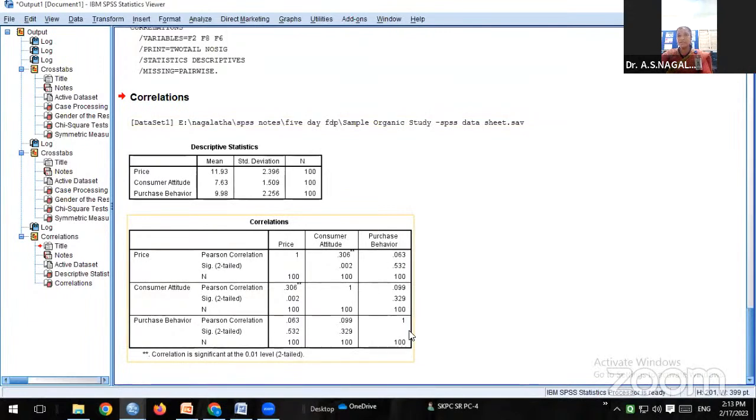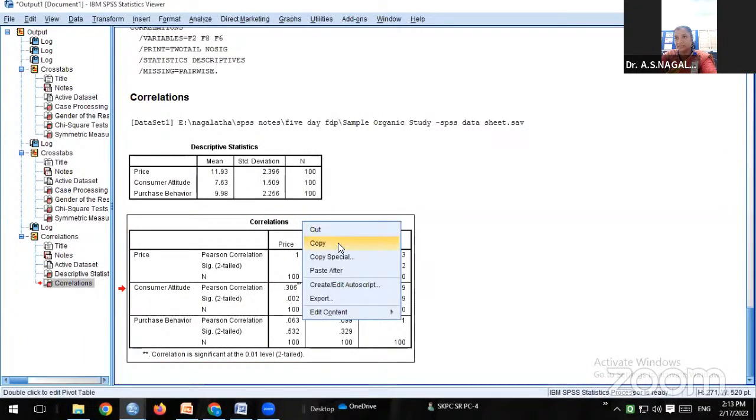Here we have the correlation table. As I told you, for price and price, we'll be getting 1, but you should not take this. You should take the other variables that you have taken. Here, the price with consumer attitude is 0.306. That says it is moderately or weakly related with each other. The price and consumer attitude have a correlation, but it is a weak correlation, and the p value is 0.002. Okay, so these are from the table.